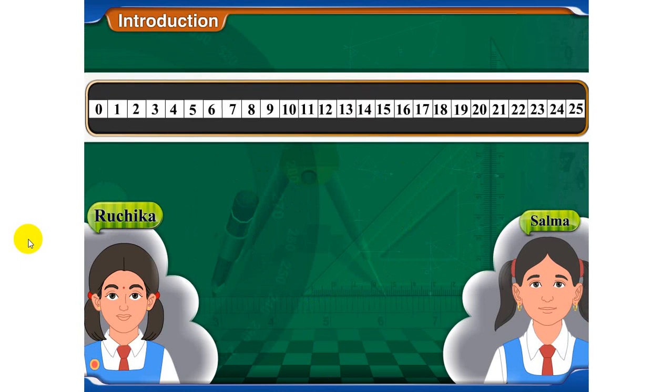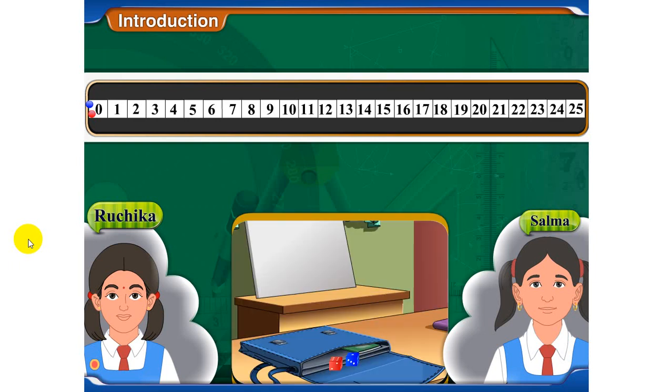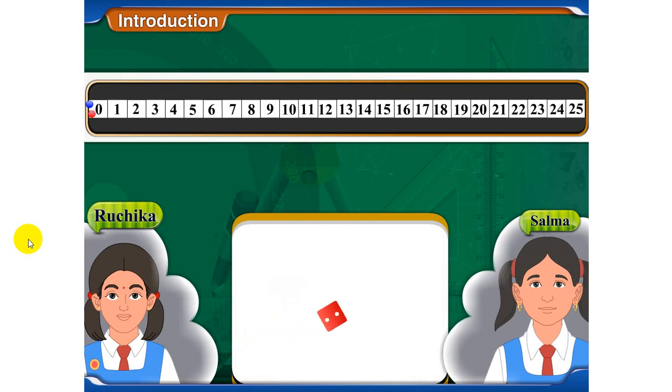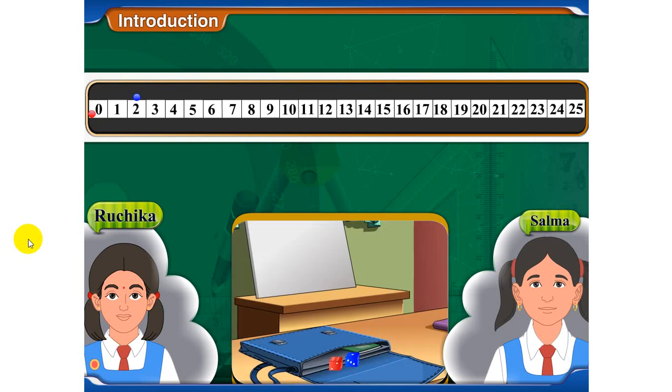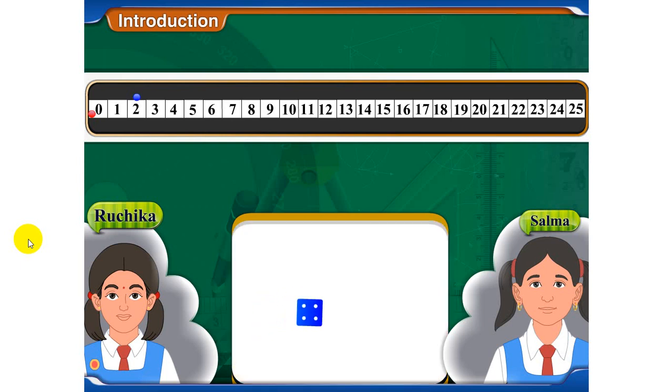Ruchika and Salma are playing a game using a number strip which is marked from 0 to 25 at equal intervals. To begin with, both of them placed a colored token at the 0 mark. 2 colored dice are placed in a bag and are taken out by them one by one. If the die is red in color, the token is moved forward as per the number shown on throwing this die. If it is blue, the token is moved backward as per the number shown when this die is thrown.